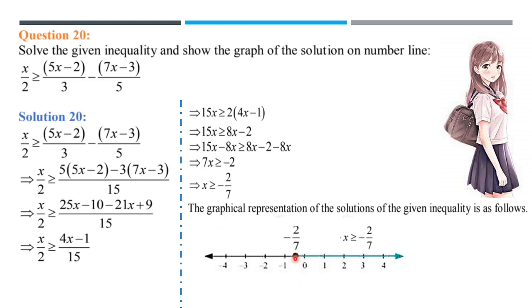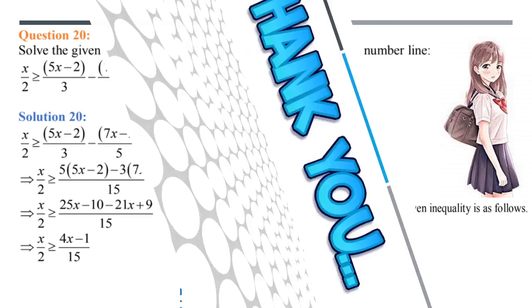So minus 0 point something means minus 2.7, and this blue portion is showing the graphical representation of this given inequality. x is greater than or equal to, just because it is equal to as well. So we have to fill this. We have to darken this point here on the number line.